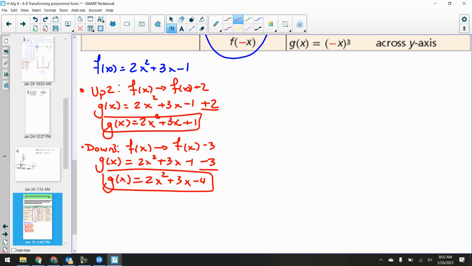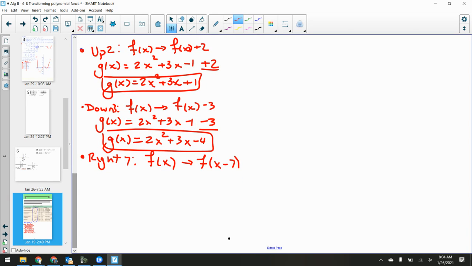Let's think about right. A right, how many? Right 7. So that's going to take f of x and map it to f of x minus 7. Well, that means I'm going to replace x everywhere I saw x within the function with x minus 7. So g of x is going to be 2 times x minus 7 squared plus 3 times x minus 7 minus 1.